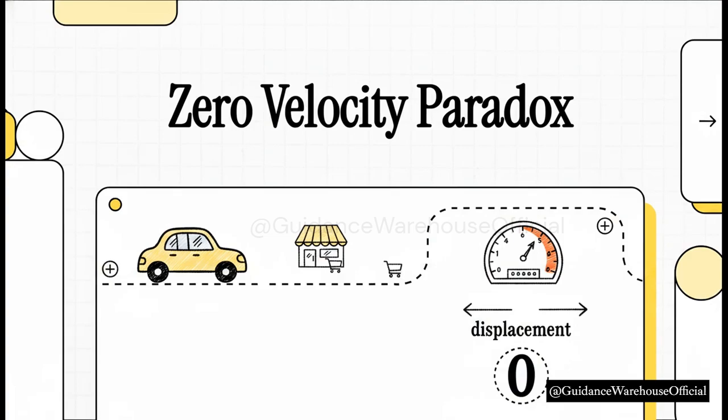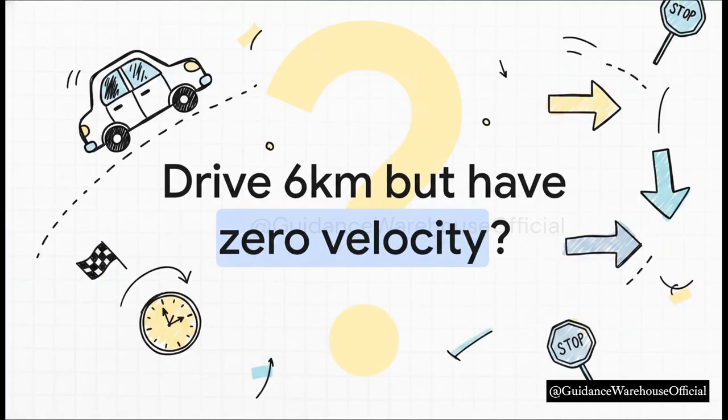Get this, you jump in your car, drive 3 kilometers down the road to grab some groceries, and then drive 3 kilometers right back to your exact same driveway. You look down and your odometer clearly says you traveled a total of 6 kilometers. But what if I told you that, according to the strict laws of physics, your average velocity for that entire trip was exactly 0? Think about that for a second. How is that mathematically possible?